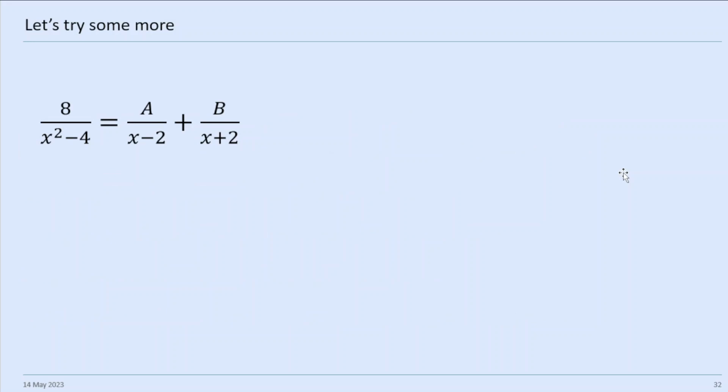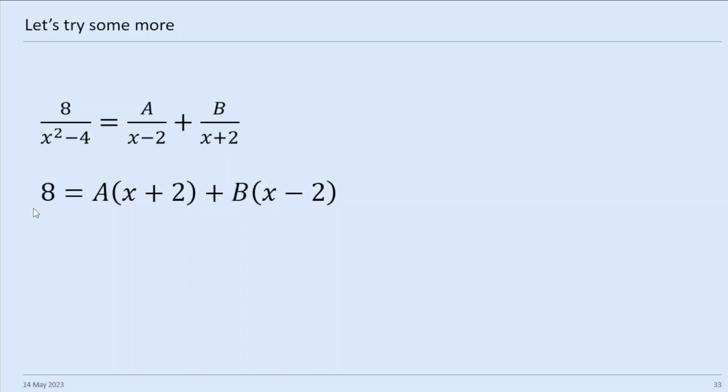Let's try one more. This is reasonably common. Difference of two squares. So we're going to resolve 8 over x squared minus 4 into two simpler fractions: a over x minus 2 plus b over x plus 2. To get these into a common denominator, we multiply the top and bottom of this by x plus 2, because x squared minus 4 is x minus 2 times x plus 2. So we multiply top and bottom here by x plus 2, and top and bottom here by x minus 2.